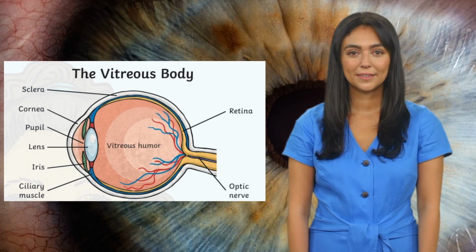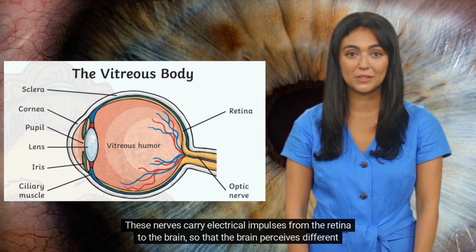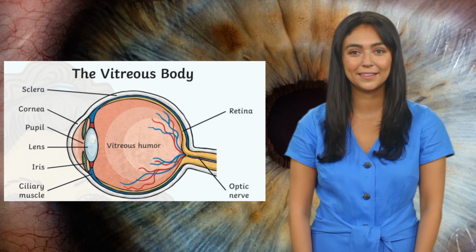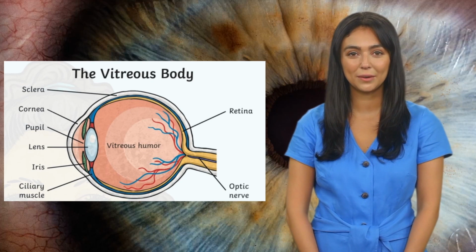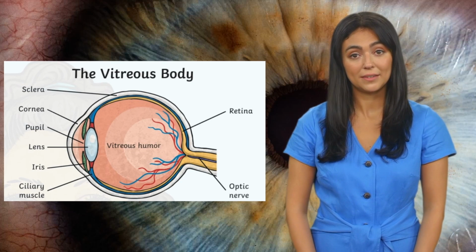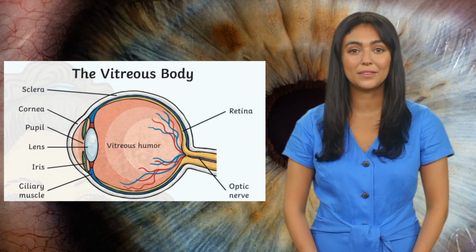Optic nerves. These nerves carry electrical impulses from the retina to the brain, so that the brain perceives different objects. Retina and its uses. It acts as a screen to obtain the image of the object. Light-sensitive cells in the shape of rods and cones are in the retina. They generate electrical signals which are sent to the brain via optic nerves.